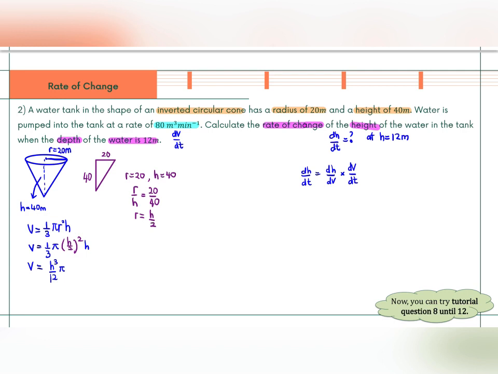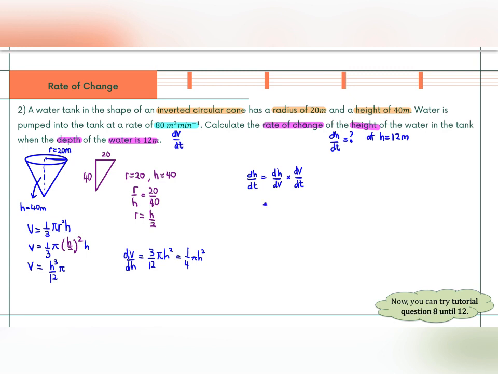Okay. Now, kita nak dapatkan dH over dV. So, let's differentiate. dV over dH is equals to 3 over 12 pi H squared, which we simplify into 1 over 4 pi H squared. Okay, kemudian gantikan this value into our chain rule here. Okay, so chain rule ini saya bawa ke tengah sedikit.